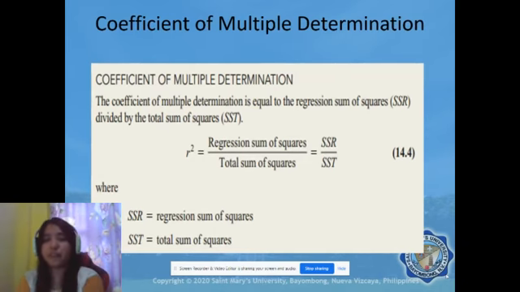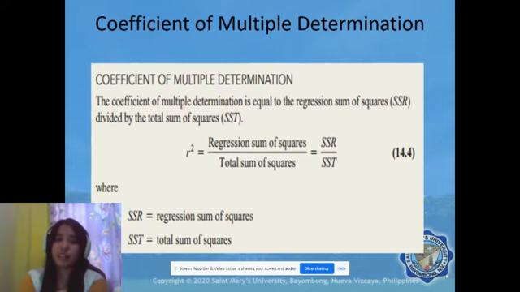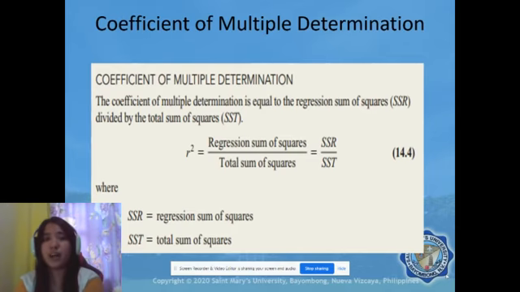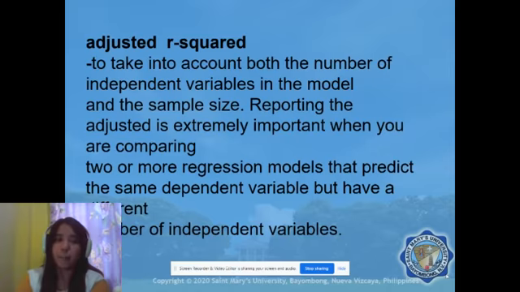So we have the coefficient of multiple determination. The coefficient of multiple determination is equal to the regression sum of squares divided by the total sum of squares. So it is actually the same with our simple linear regression. The r squared is the same r squared also in our coefficient of determination in the simple linear regression.